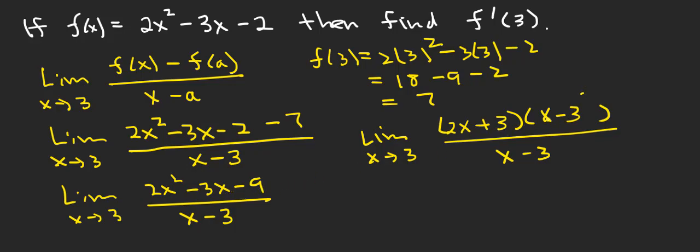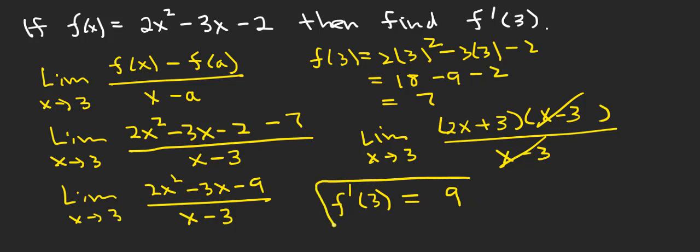So that cancels out. Now you plug in 3, what do you get? You get 3 times 2 is 6, 6 plus 3 is 9. So therefore, f prime of 3 is 9. Which means the derivative, or slope of f of x at x equals 3, is 9.